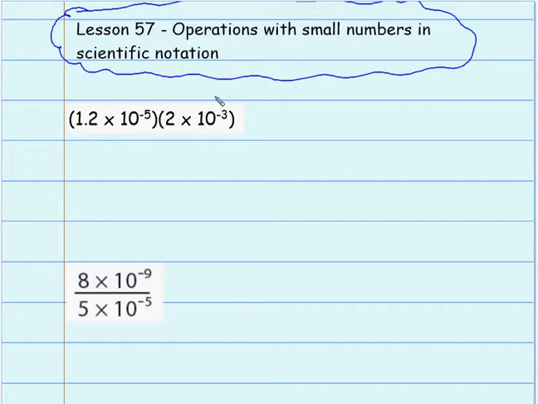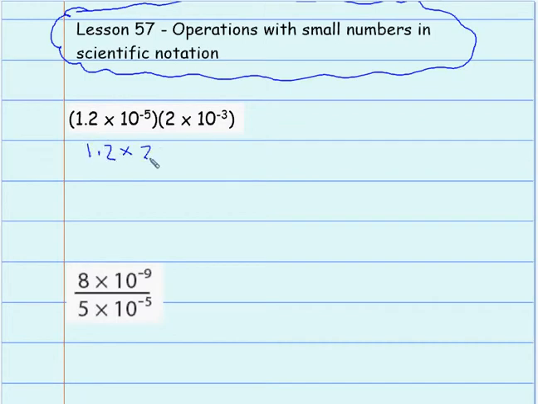So we're going to multiply and divide in scientific notation, and the process works exactly the same as it does with large numbers. We need to rewrite the problem so that we multiply the numbers times the numbers, and then the powers of 10 times the powers of 10, or divide as needed, and then write in proper form for scientific notation. Okay, so this is a multiplication problem and a division problem.